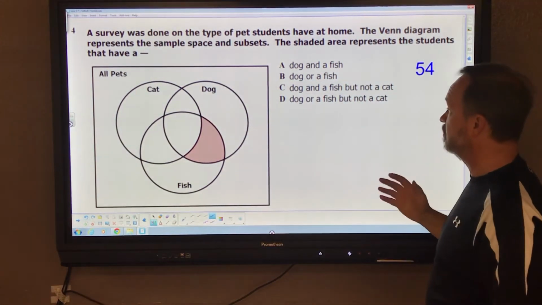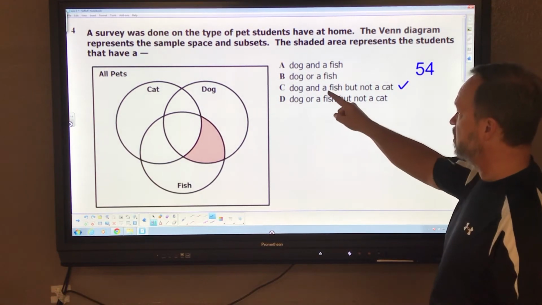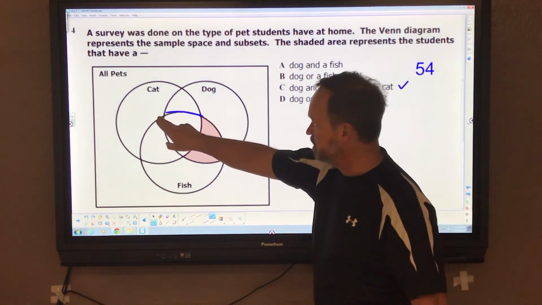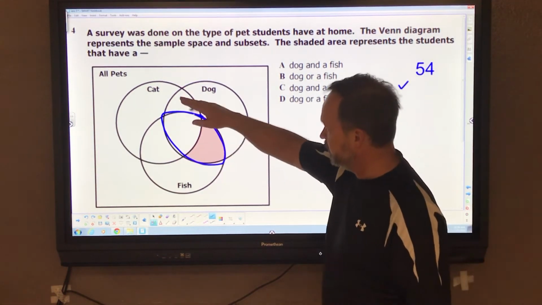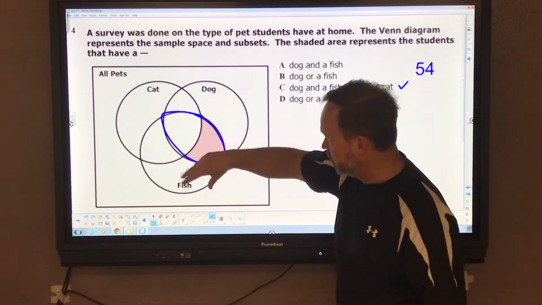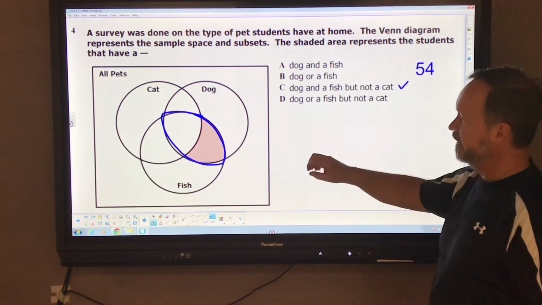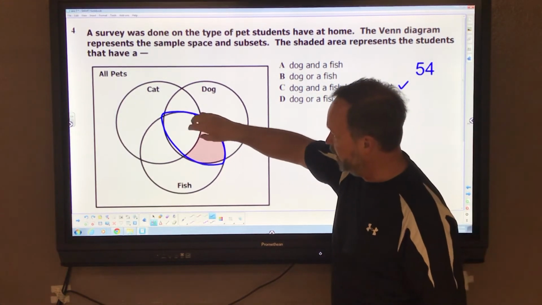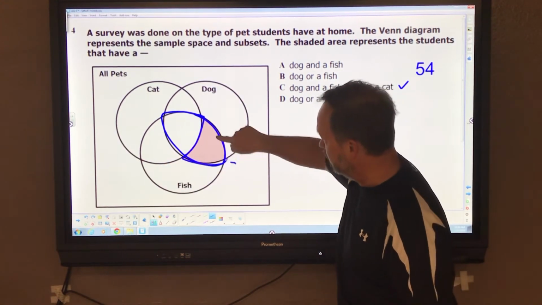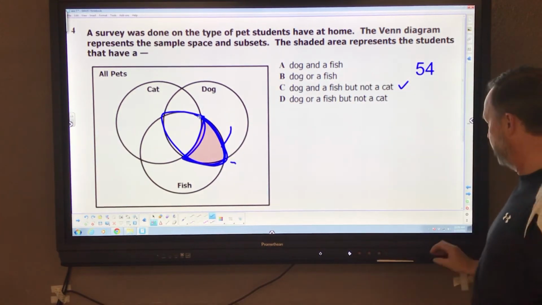So it comes down to the C is the right one, because the C says a dog and a fish, but not a cat. Now, as I've already said, this is a dog and a fish here. They're in the dog circle and they're in the fish circle, dog and a fish. But when they put in the but not a cat, that means you have to take this piece out, because not a cat can't be in the cat circle. And so it's only this piece here, which is why that shaded piece is the C answer.